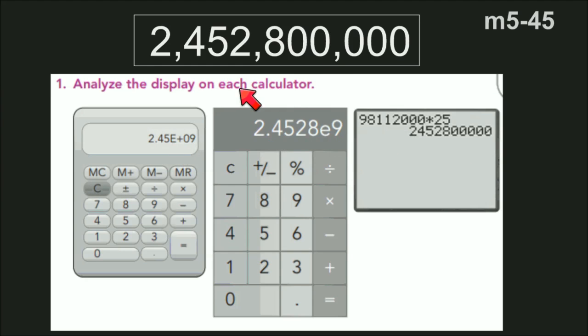So here's what I want you to do. You're going to pick up your calculators. Obviously we won't have the commas typed in. The calculator will do that for you. I need you to go ahead and type this number, exactly how it's written, into your calculator and press enter. Okay, so I'm going to give you a second. Type 2,452,800,000 into your calculator and press enter.